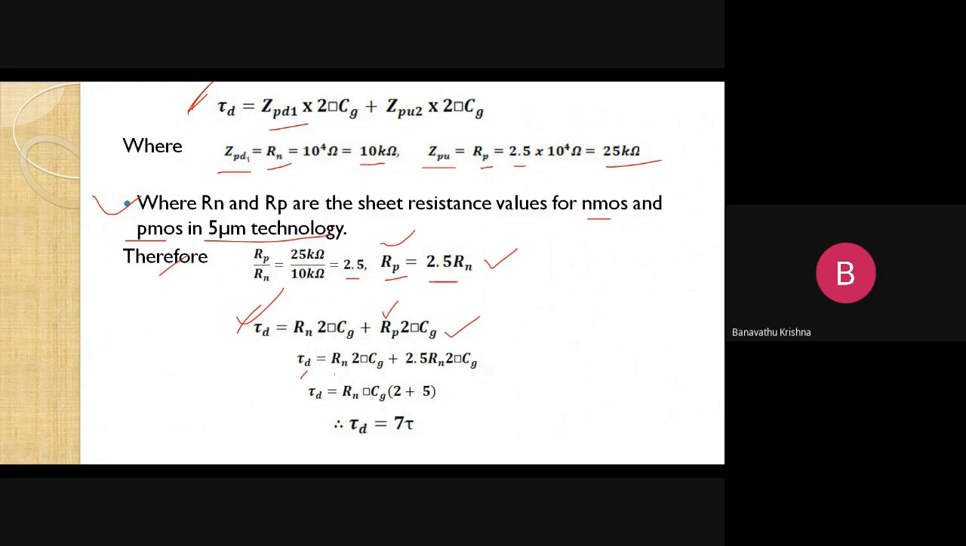So here the common term is Rn into square Cg. Here 2.5 into 2 is nothing but 5. So finally tau d equals Rn square Cg of 2 plus 5, that is 7 tau. Therefore, the total delay to get the output response at the final stage is tau d equal to 7 tau. So 7 tau is the amount of time taken to get the output response at the final stage.